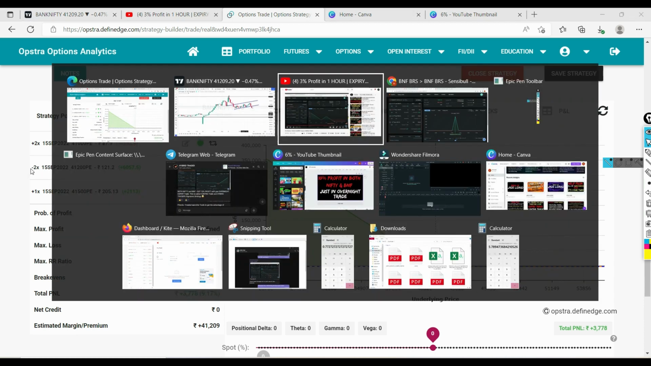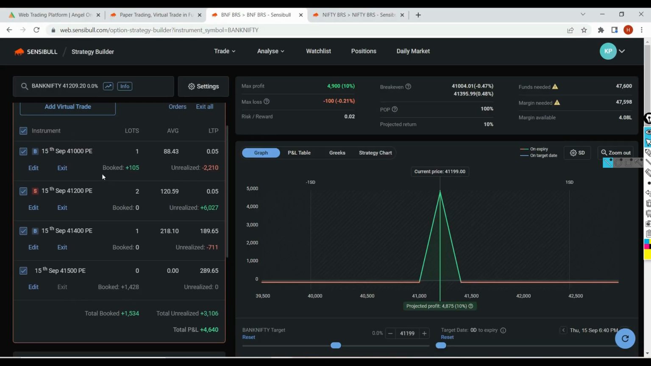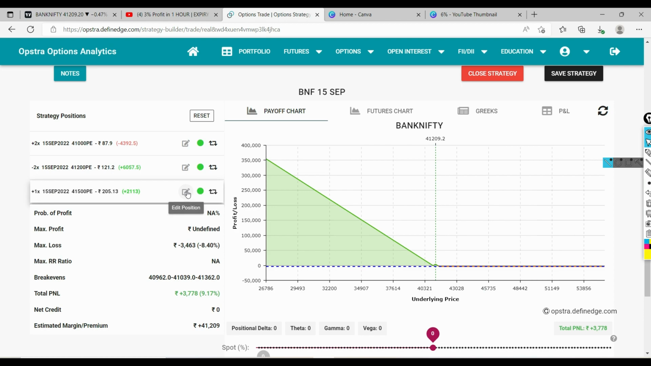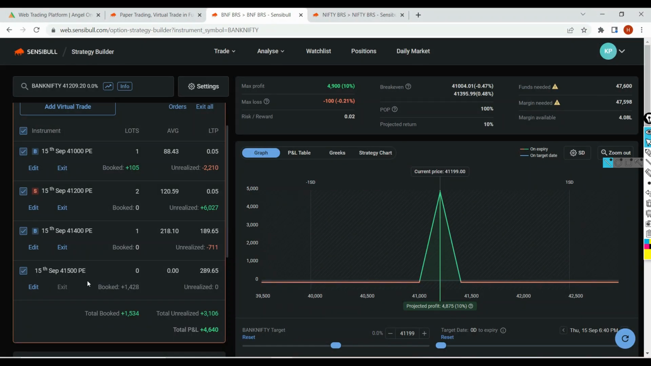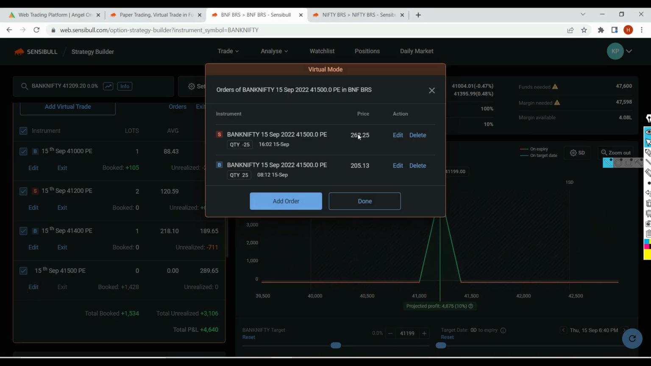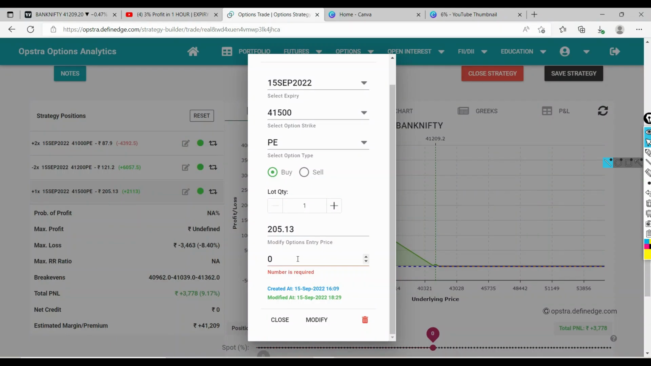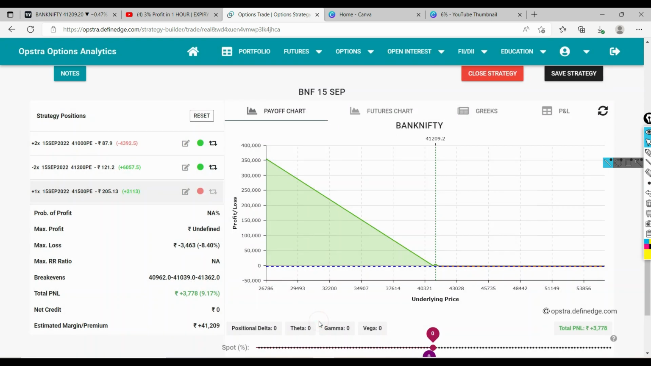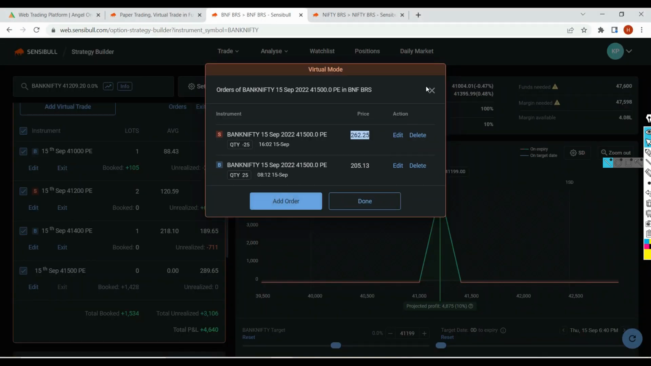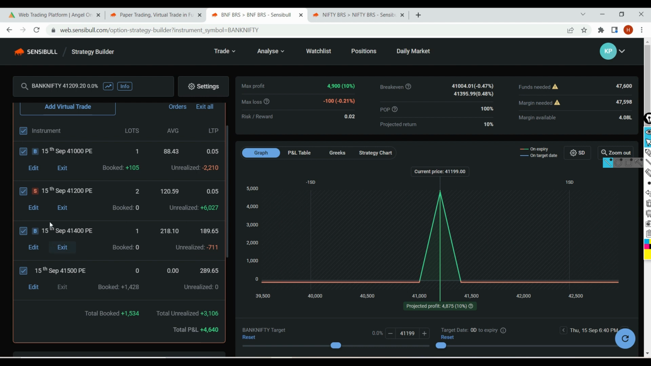Let me take you to the Sensibull also. I've only done one adjustment. I squared off 41,500 with a premium of 262.25. Stay with me, friends. I've just squared off this leg. And then, if you look at this, I rolled down: I squared off 45,500, and then I bought 41,400.